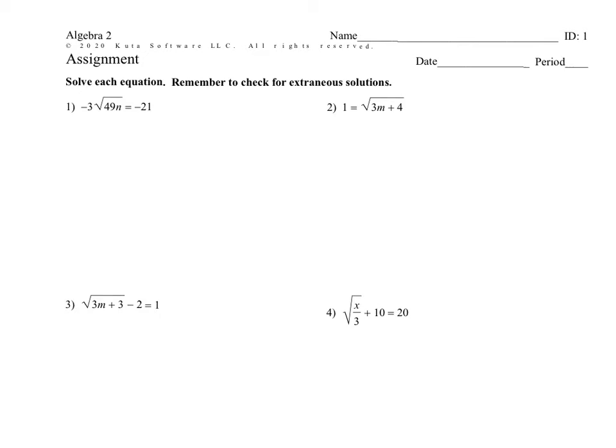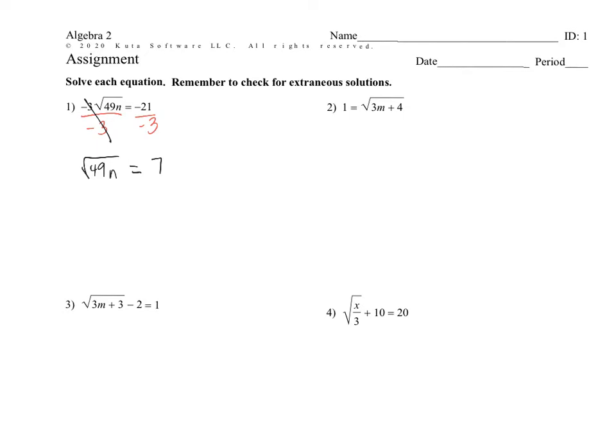So here, first thing I wanna do is I'm going to divide by -3 on both sides, okay? Because I see this -3 here, then I'm gonna cancel them. Okay, and now I'm left with 49n equals -21 divided by -3 is +7. Okay, now what I want to do is get my n by itself.